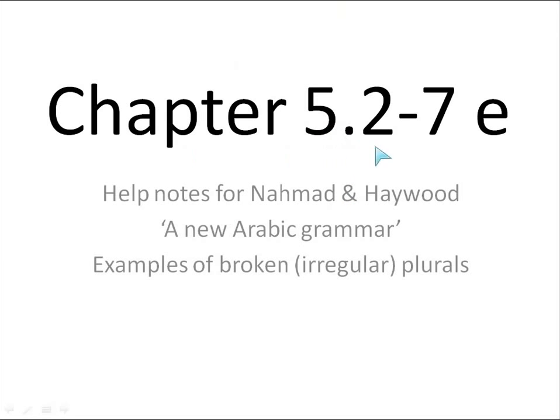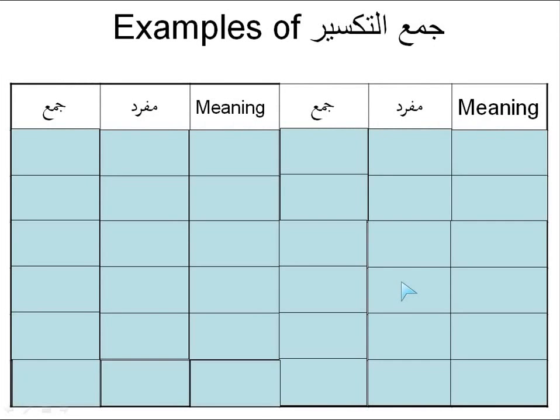Chapter 5.2 to 7, Video E. Help notes for a new Arabic grammar: examples of broken, irregular plurals. In this video, I'm just going to give you some examples of jam'u taksir. These are the irregular plurals in Arabic.